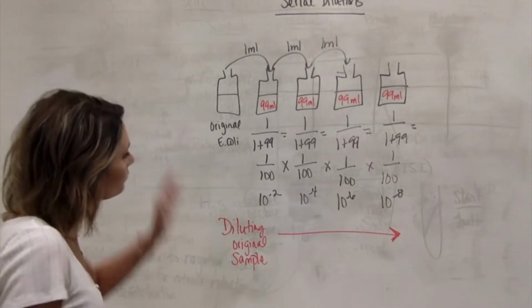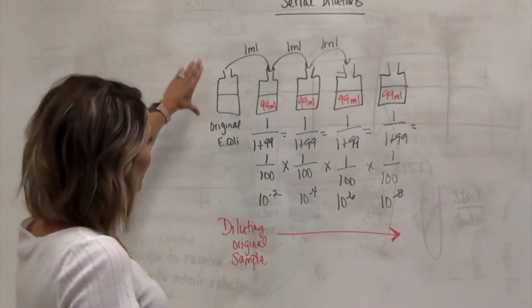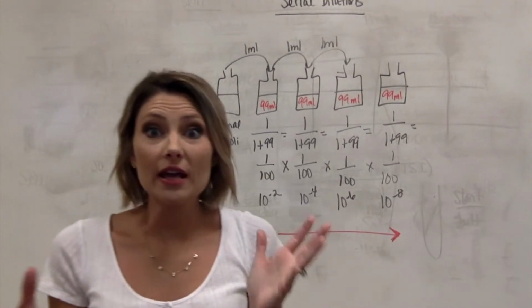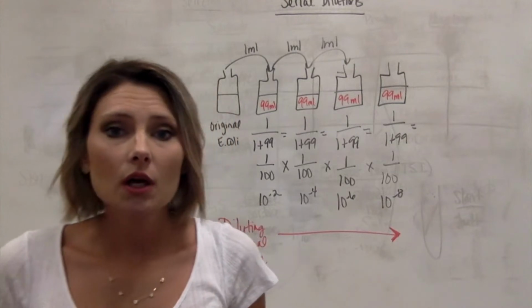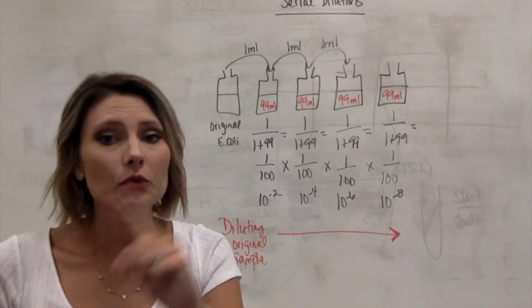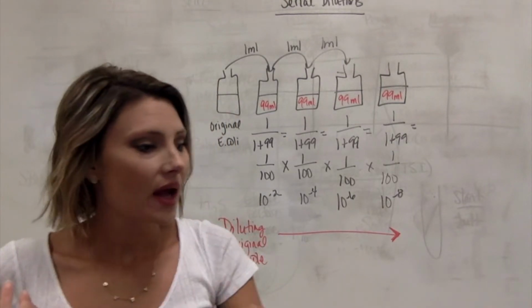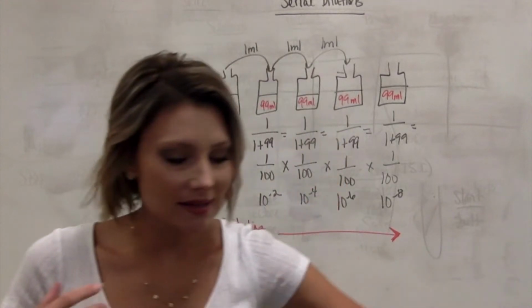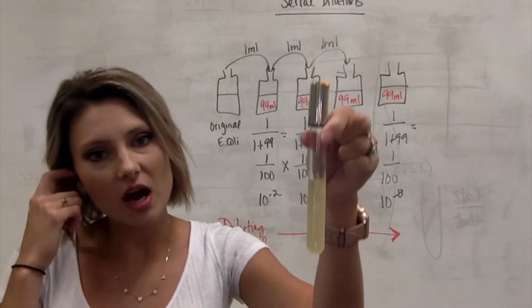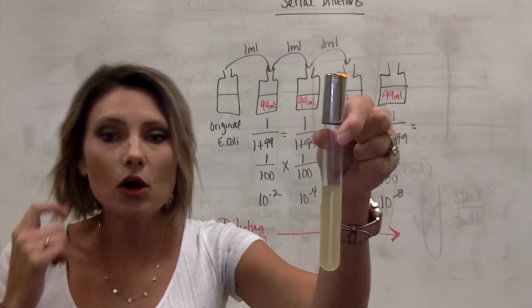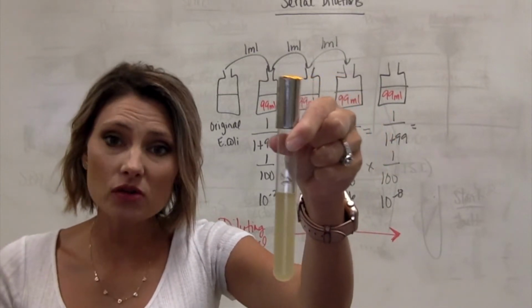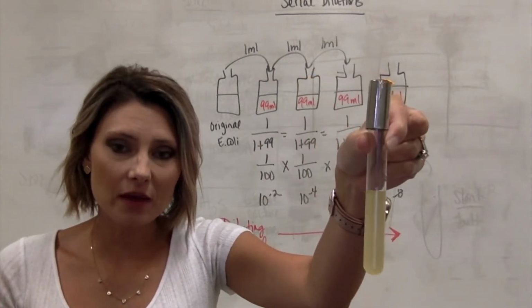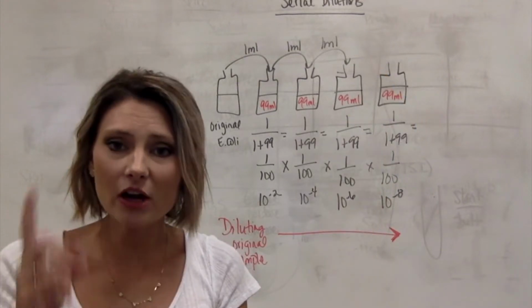So there are a few things that you need whenever you're doing a dilution. Number one, you need your original sample. So I have an original E. coli sample that we have in the lab here that we've inoculated. So here's my E. coli sample, and this is a 10 ml sample. So we need our original sample.